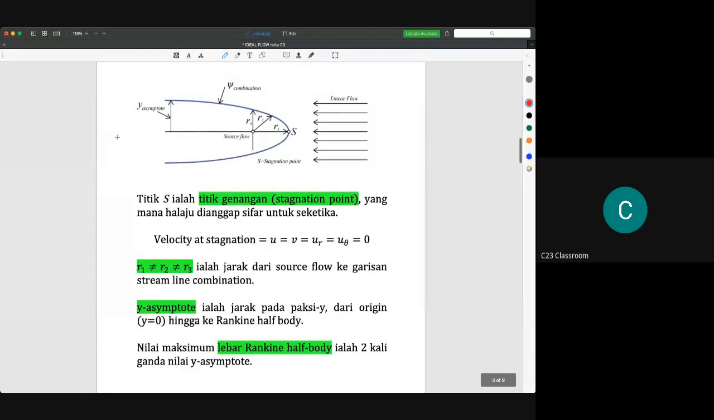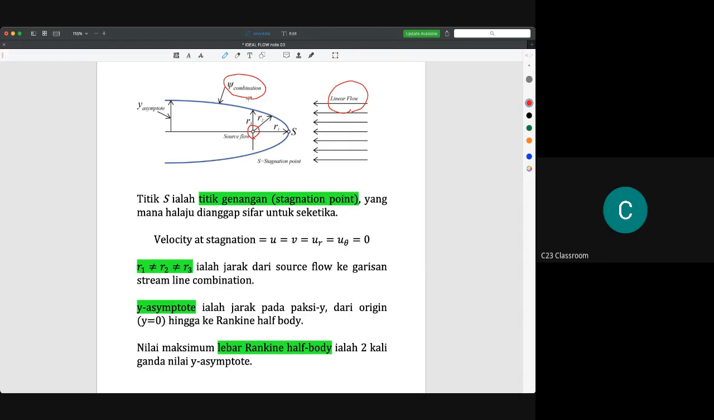Okay, seterusnya, I would like to introduce you to a few very, very important points and definitions that you should know before we can evaluate this one. So we have a linear flow here, and a source flow here, and the combination of linear and source flow will create a Psi combination. So this is the Psi combination. It depends on the definition, so you should know the definition. The definition of a combination is the combination of source and linear.